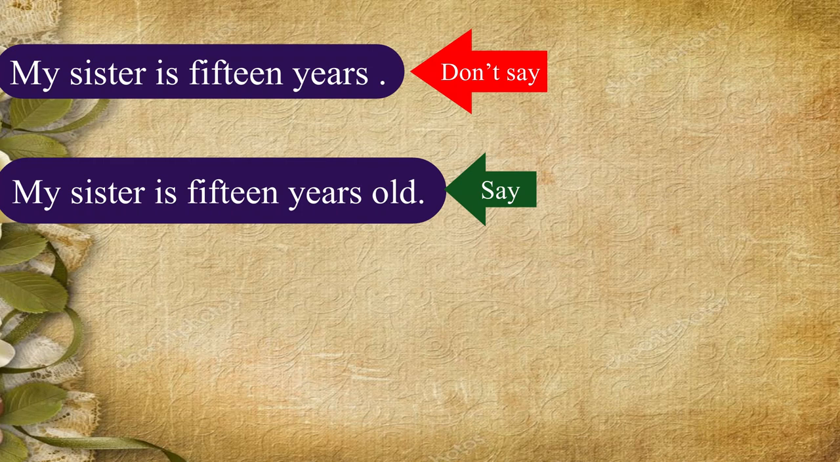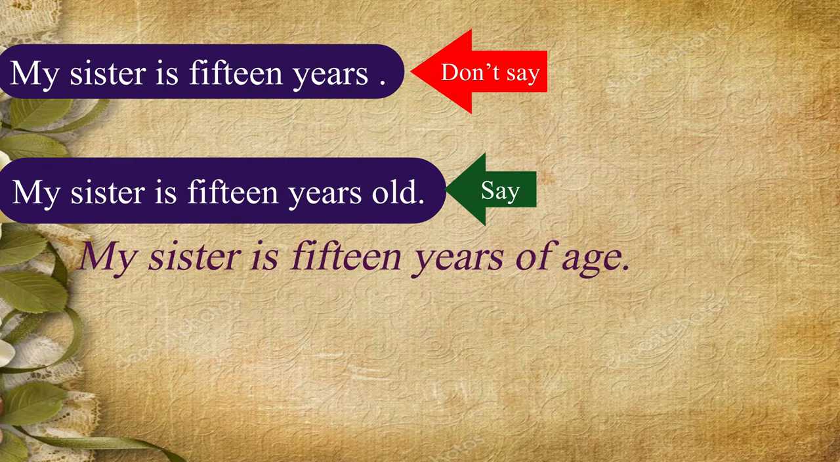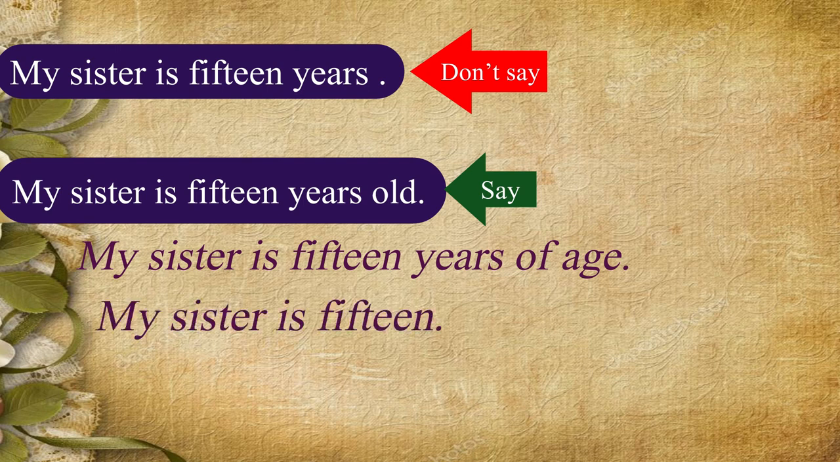Please note, we may also say, "My sister is 15 years of age," or we can simply say, "My sister is 15," but never say, "My sister is 15 years."